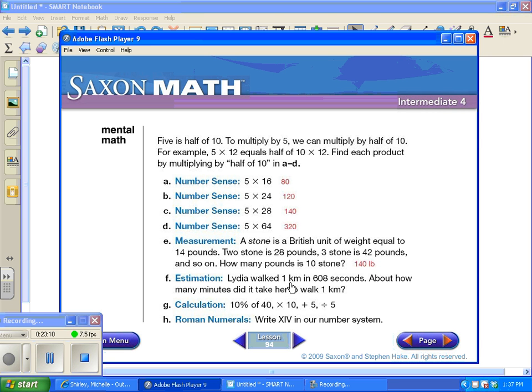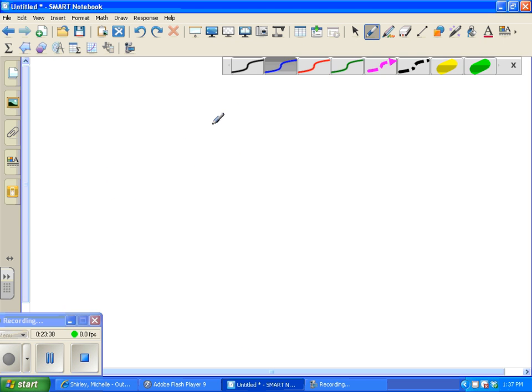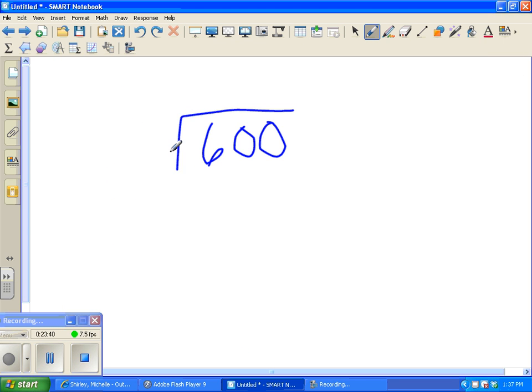Lydia walked 1 kilometer in 608 seconds. About how many minutes did it take her to walk 1 kilometer? Since it said about, I'm going to round off this 608 to just 600. Now, how many groups, if we did 600 divided by 60, because there's 60 seconds in a minute, can you imagine what that would look like on paper? I know we're supposed to do this mentally, but here's what you're imagining in your head, okay? This is what it should look like.